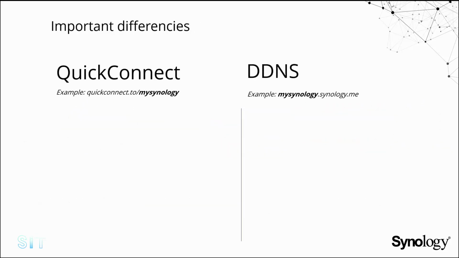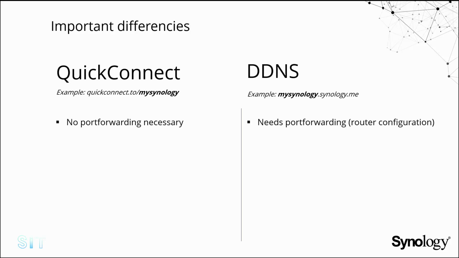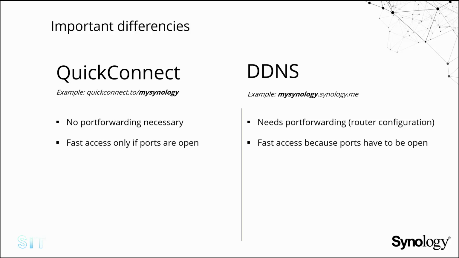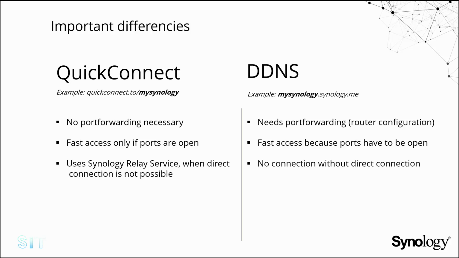Let's get to the most important properties and thus also the most important differences between these two methods. QuickConnect doesn't require any router configuration, while we need to forward ports for DDNS. Both connections are equally fast if we have open ports. If a direct connection is not possible, for example, because there are no open ports or the DS Lite issue is present, QuickConnect will connect via Synology Relay Service, while DDNS cannot connect in this scenario.